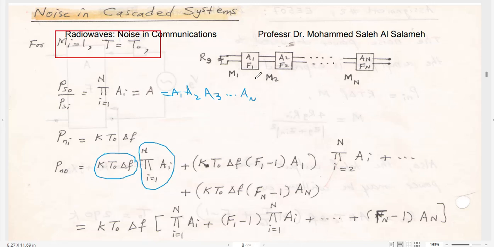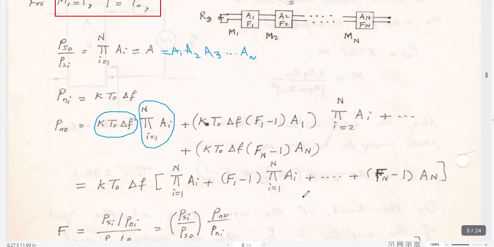Now the amplifier here also adds its own noise. The noise here is equal to F1 minus 1 times kT delta F. This is at the input. At the output we multiply by A1, and this noise is amplified by A2, A3, until AN, until we reach the last stage here. The noise here is equal to FN minus 1 times kT delta F at the input, times AN, to find the noise at the output. So this is the summation.